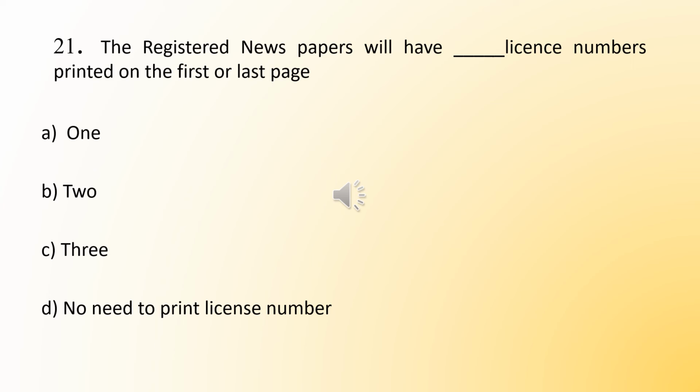Question number 21. The registered newspapers will have dash numbers of license numbers printed on the first or last page of the registered newspaper. Option A, 1, option B, 2, option C, 3, option D, no need to print license number. The correct answer is option B, 2, that is, one is RNI and another one is given by the divisional head.